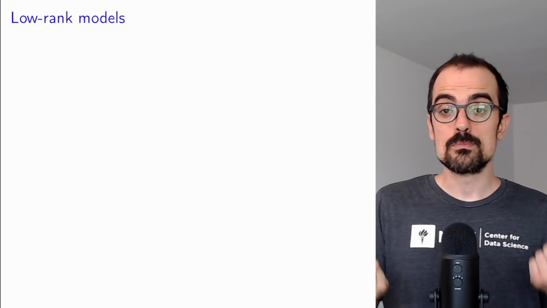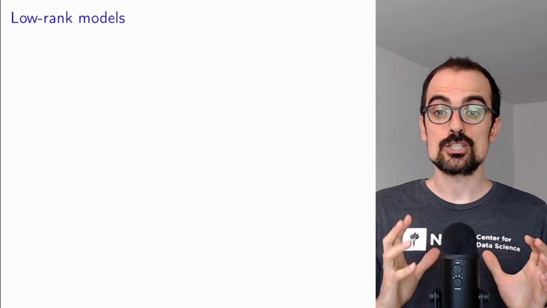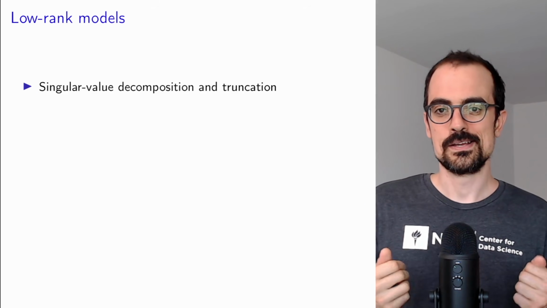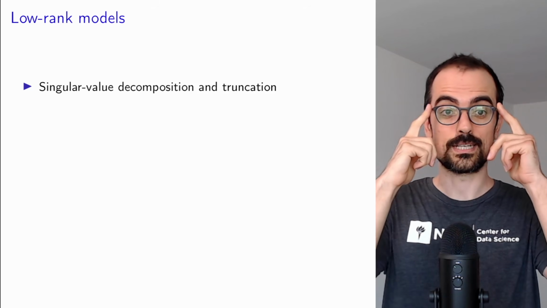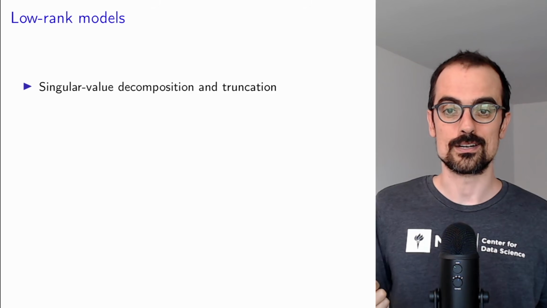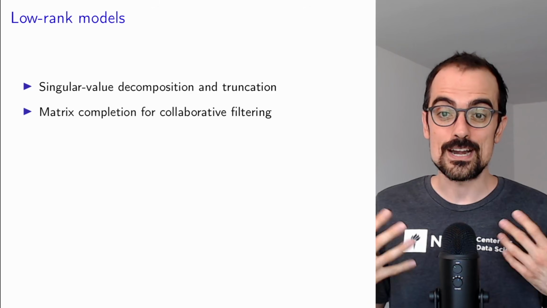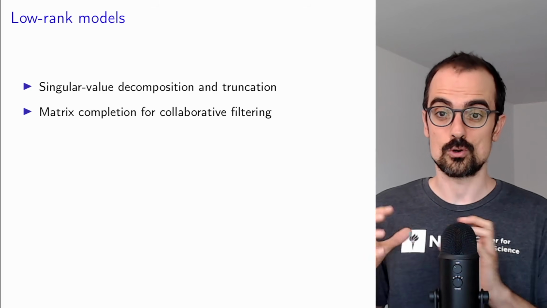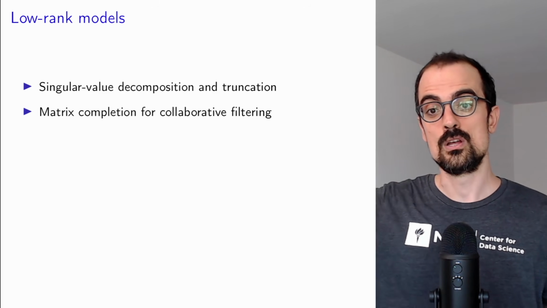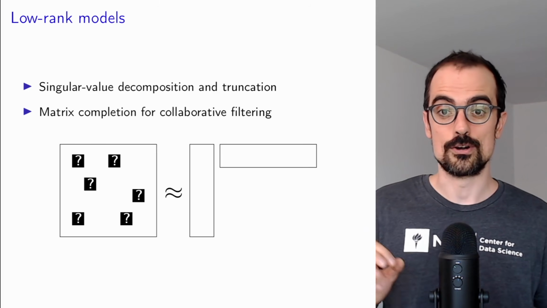Low-rank models enable us to process matrix-valued data, usually applying tools such as the singular value decomposition and truncating this decomposition to obtain a low-rank model. These ideas are very useful for matrix completion for collaborative filtering, where we try to estimate the preferences of different users from preferences of other users and their own.